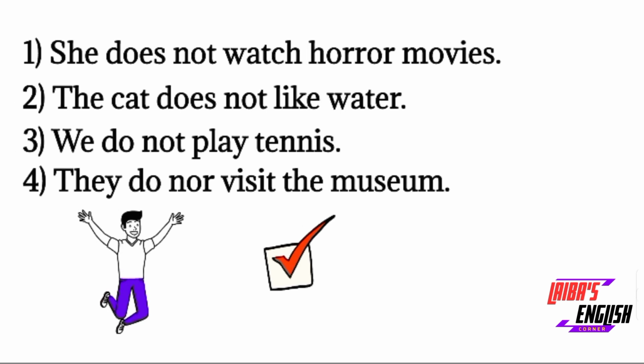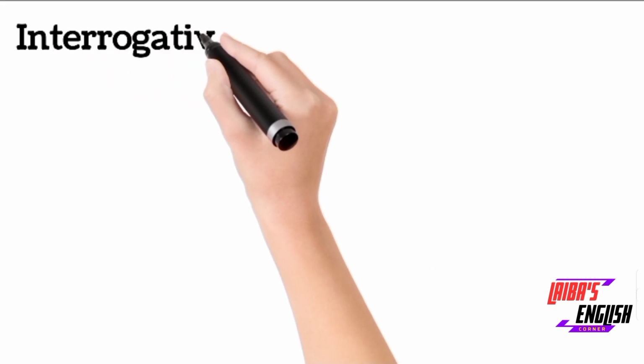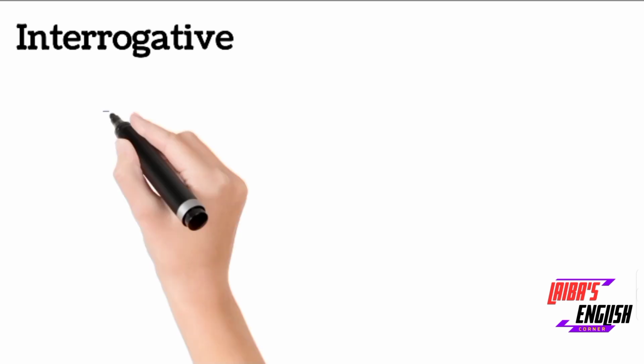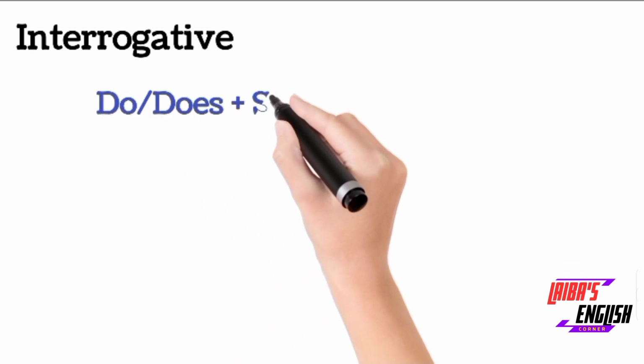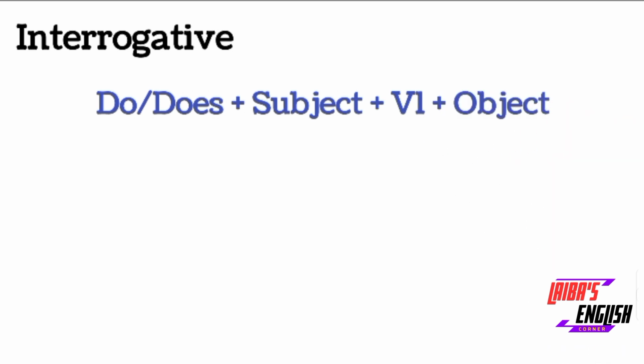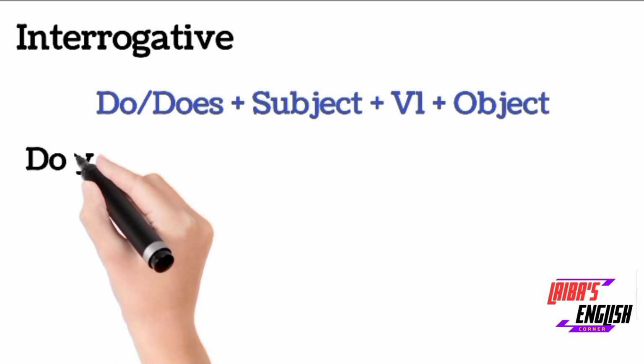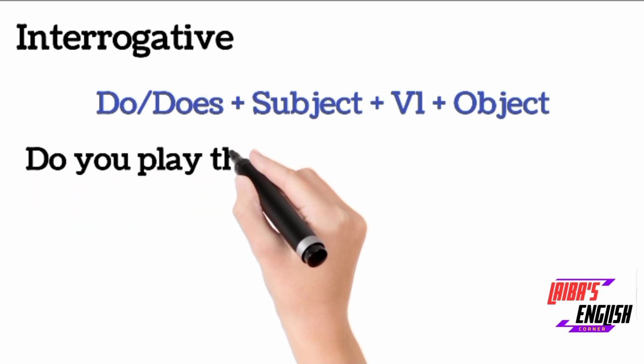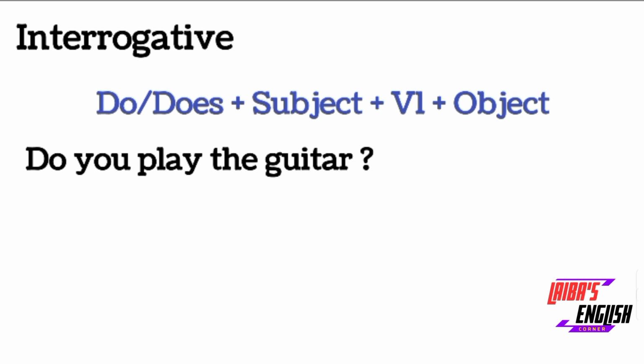Now we will discuss the interrogative type. Interrogative is basically the question mark sentences in which we ask something from anyone. At the end, we have to put the question mark to make our sentence fully complete. If we look at the structure of interrogative, we will use helping verb in the start, do, does plus subject plus verb first form plus object. We will always use helping verb in the start.